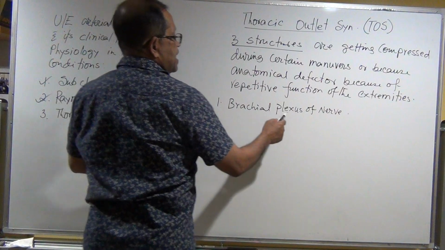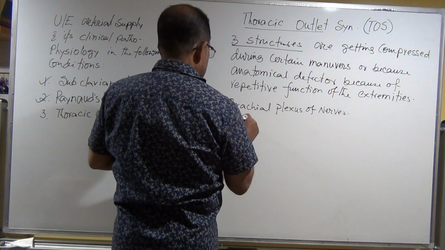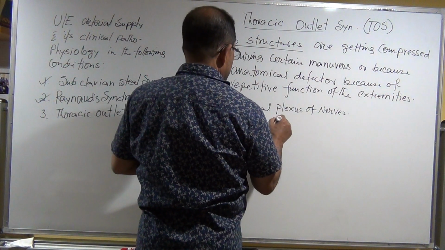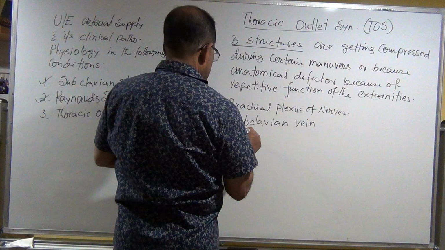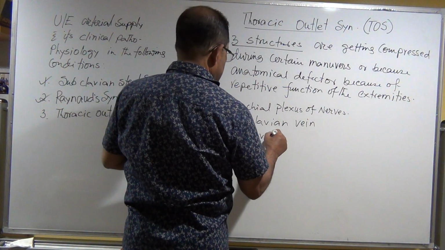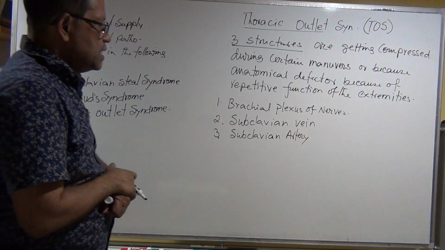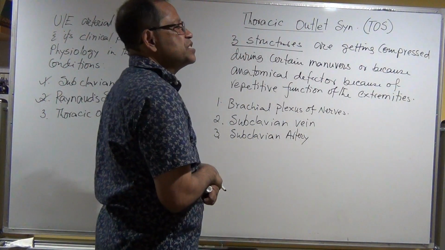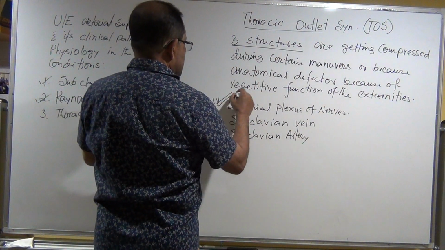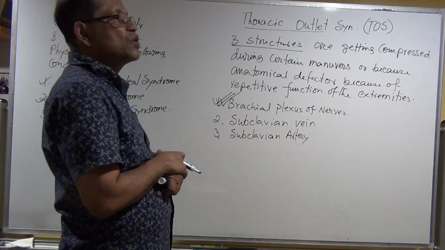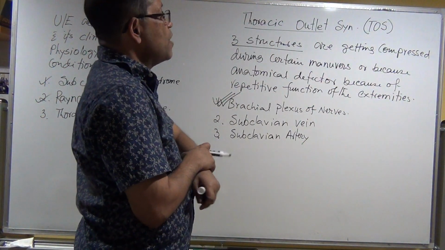So three structures: brachial plexus of nerves, then subclavian vein, and the subclavian artery. These are the three major structures. Those are in trouble. But this is the most common cause of the pain. That is the most common symptom of thoracic outlet syndrome.